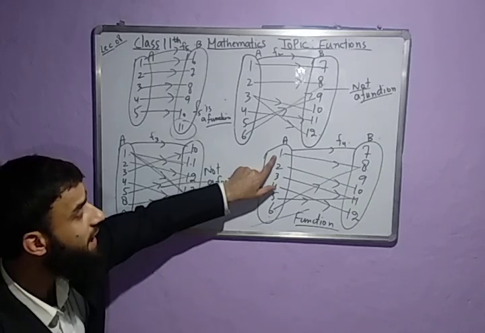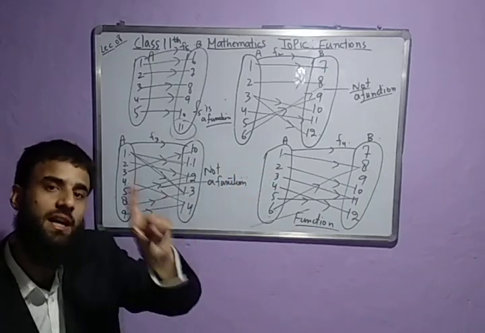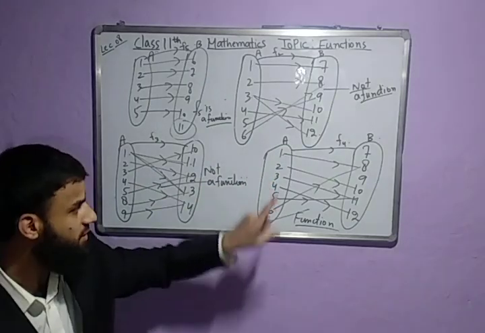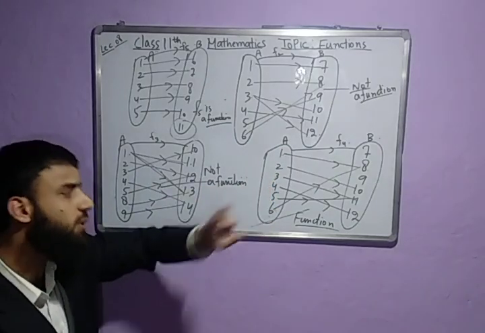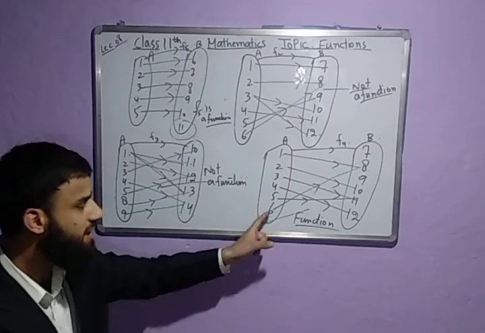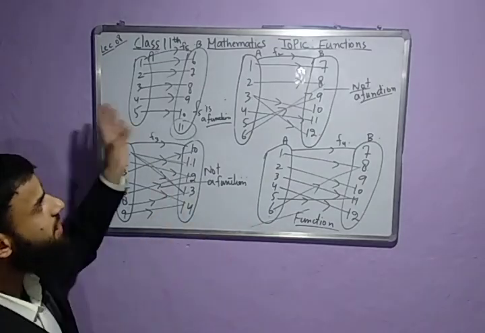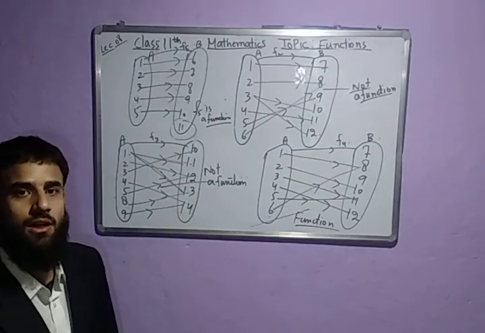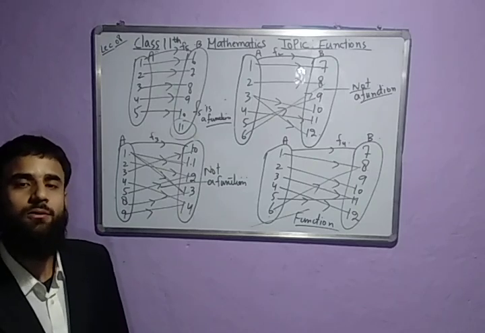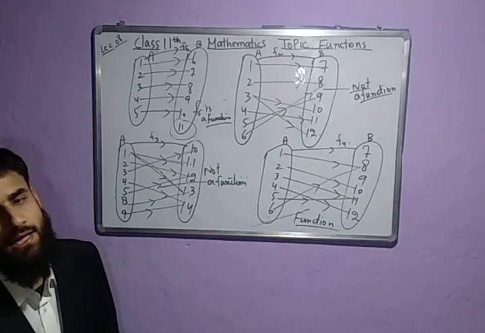That means one cannot have two images. 1 has only one image, 2 has only one image, 3 has got only one image, 4 has got only one image, 5 has got only one image, 6 has got only one image. So this is the concept of functions. In the next lecture, we'll see how to calculate the domain and the range of the function.